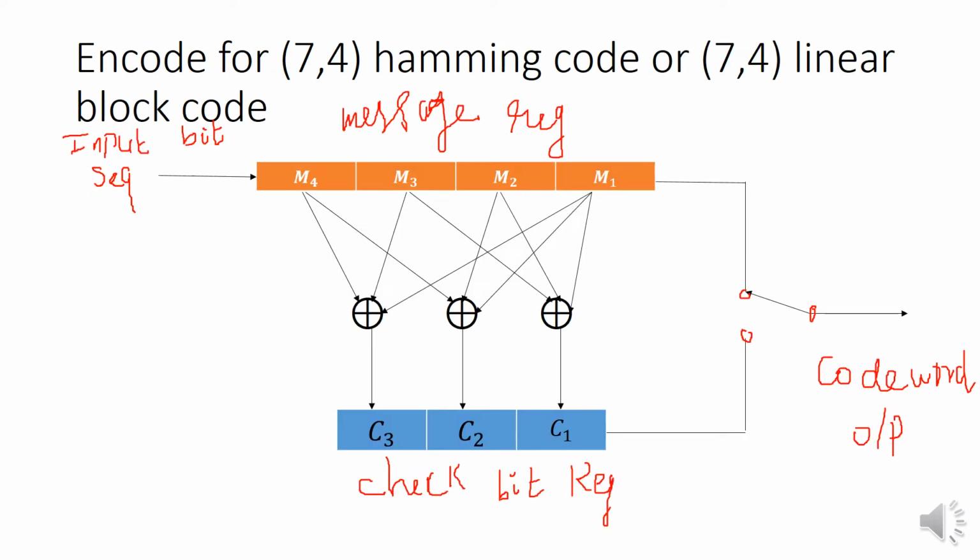Here we have to see this diagram of the encoder for 7,4 Hamming codes or 7,4 linear block codes. Down here we have the check bits, and up here we have the message bits. The input bit sequence will be given to the message register. Finally we will get the code word as the output.